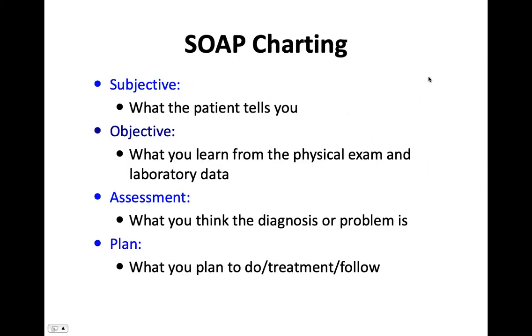Okay, so now we're at SOAP charting. So you had your subjective data, and that's what the patient is telling you. And then objective data is what you learned from the physical exam and the laboratory data. We haven't done the physical exam yet, but that's going to be objective data. So when you look at assessment, that's what your diagnosis or problem is. And then plan is what you do.